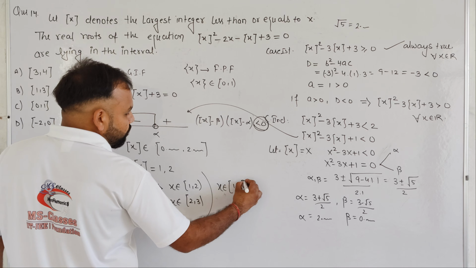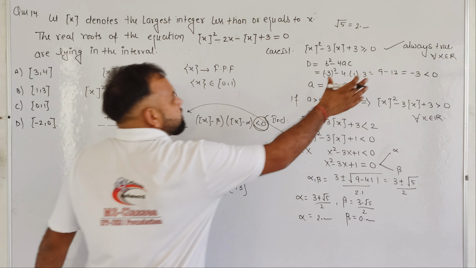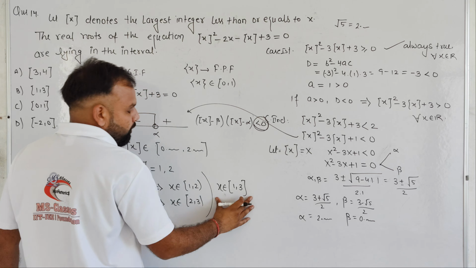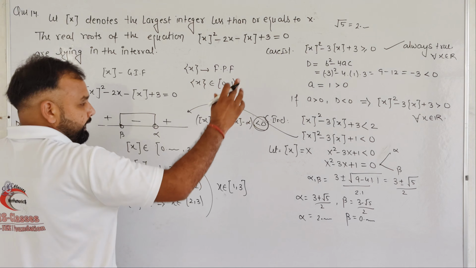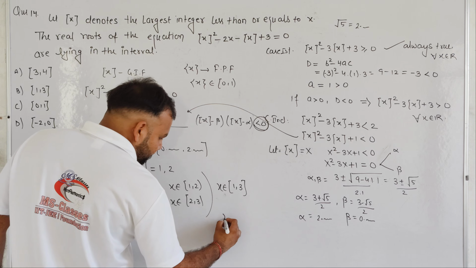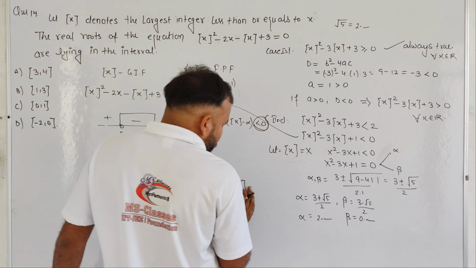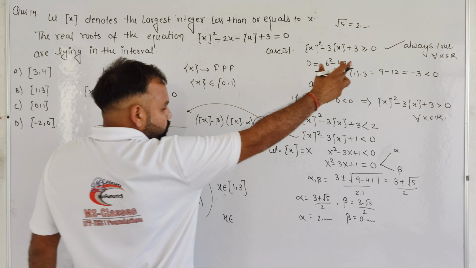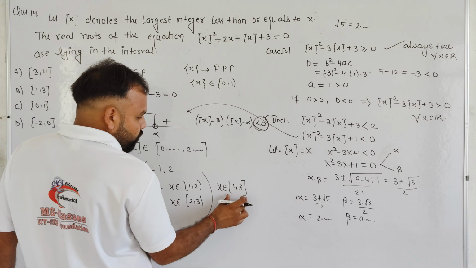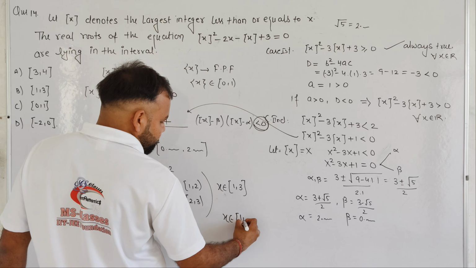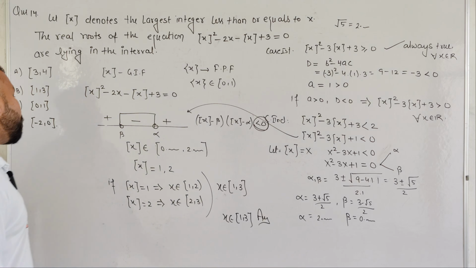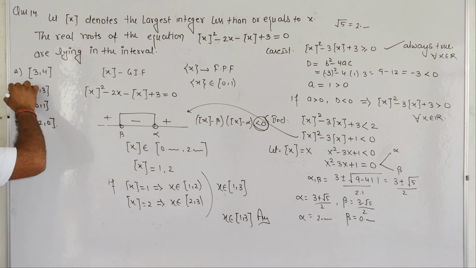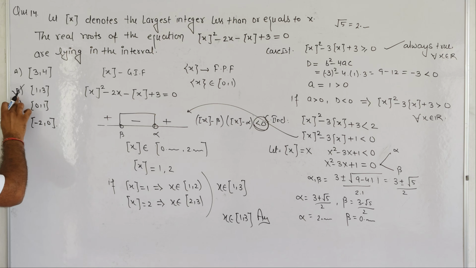So, student, if you combine both, we can say that x belongs to the closed interval 1 to 3. And x belongs to R. If we take the intersection of both, the smaller part is our final answer. So our final answer is x belongs to the closed interval 1 to 3. So option B is correct, the remaining options are incorrect.